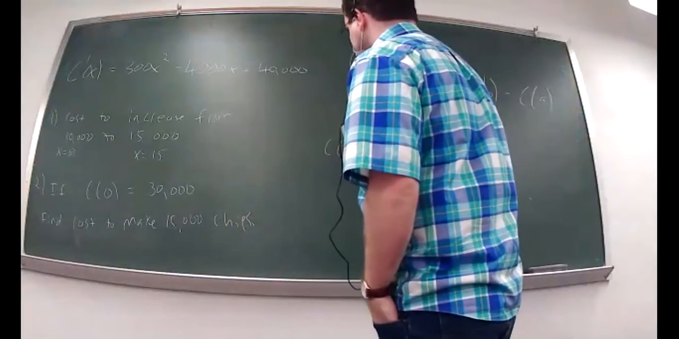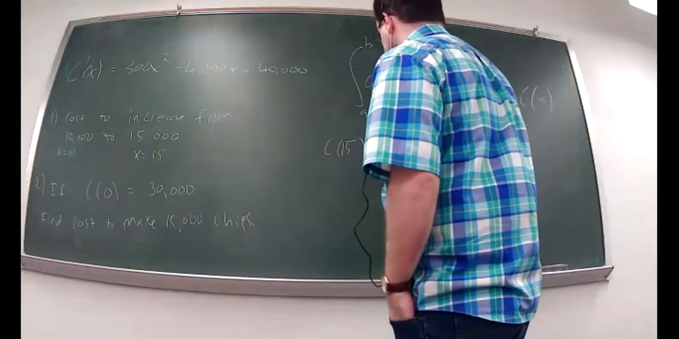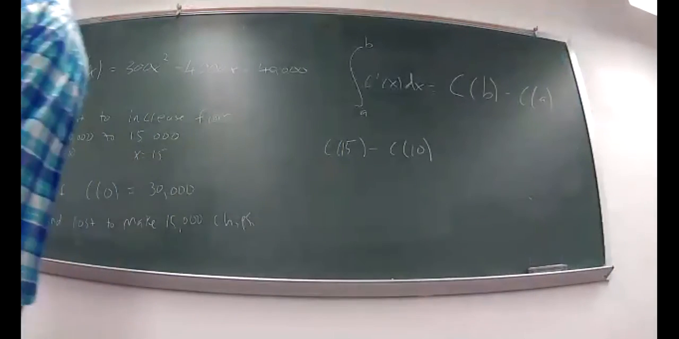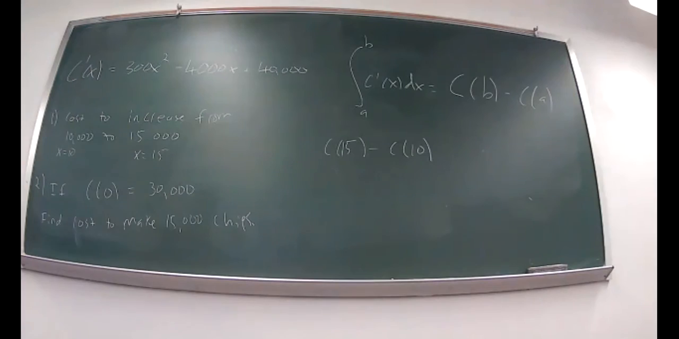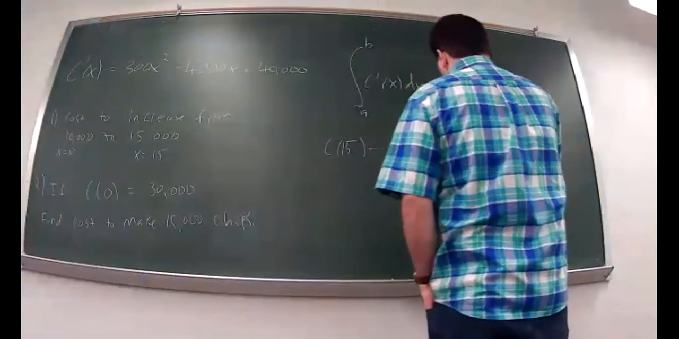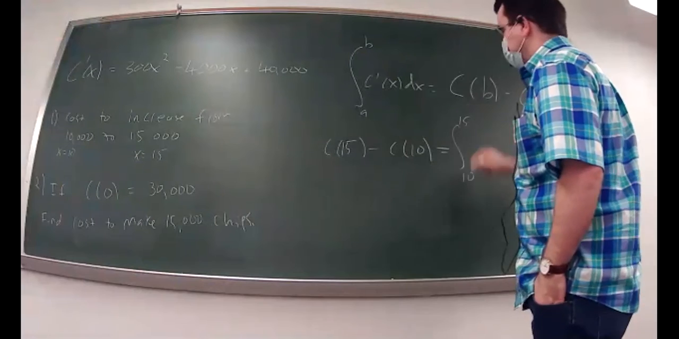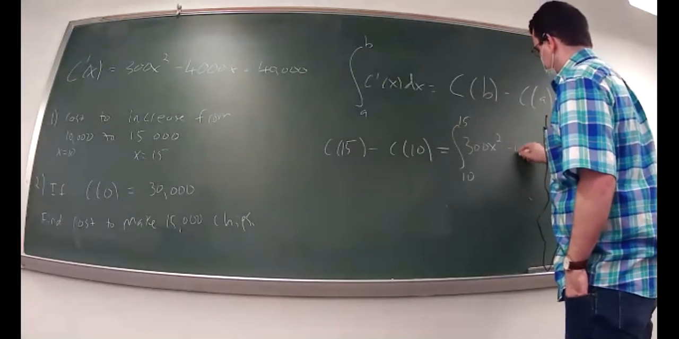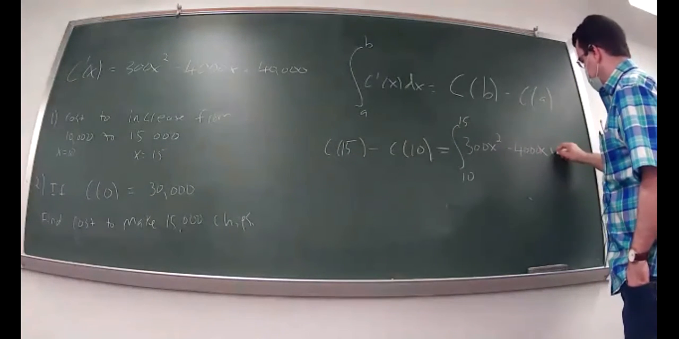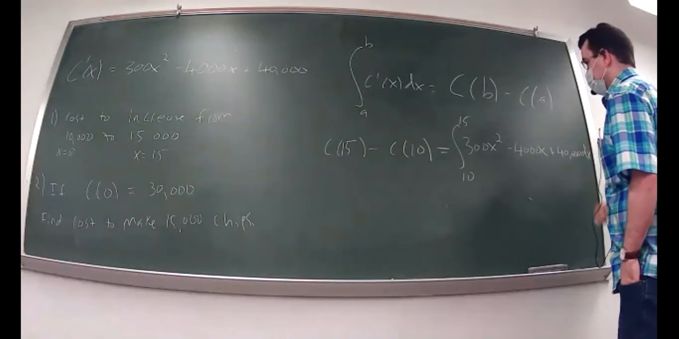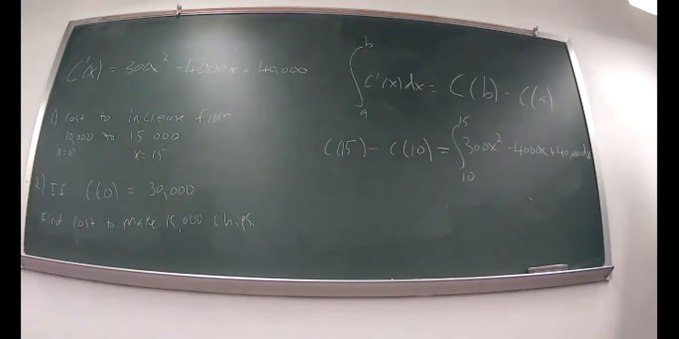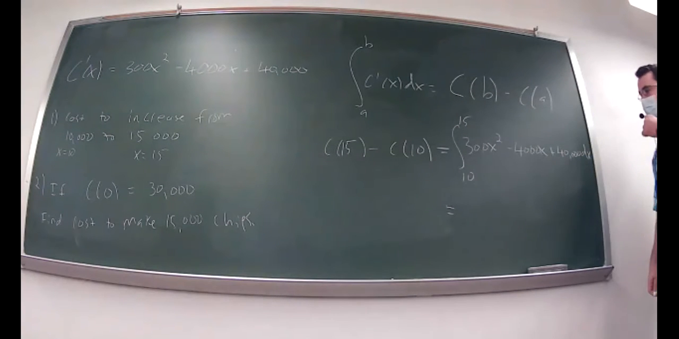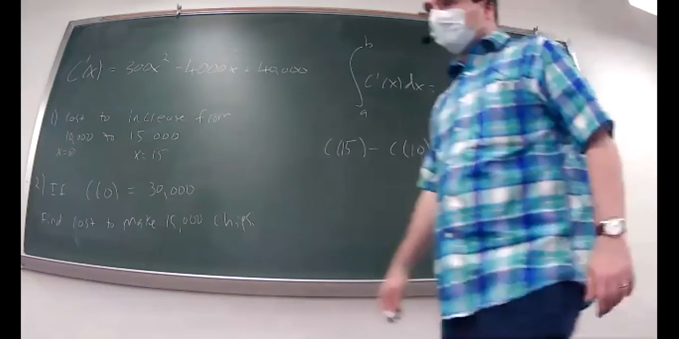So what you're being asked is, what is C of 15 minus C of 10? In order to do that, that's the integral from 10 to 15 of C prime, which is 300x squared minus 4,000x plus 40,000. I'll leave it to you to integrate the polynomial. You just find an antiderivative and then evaluate it from 10 to 15.